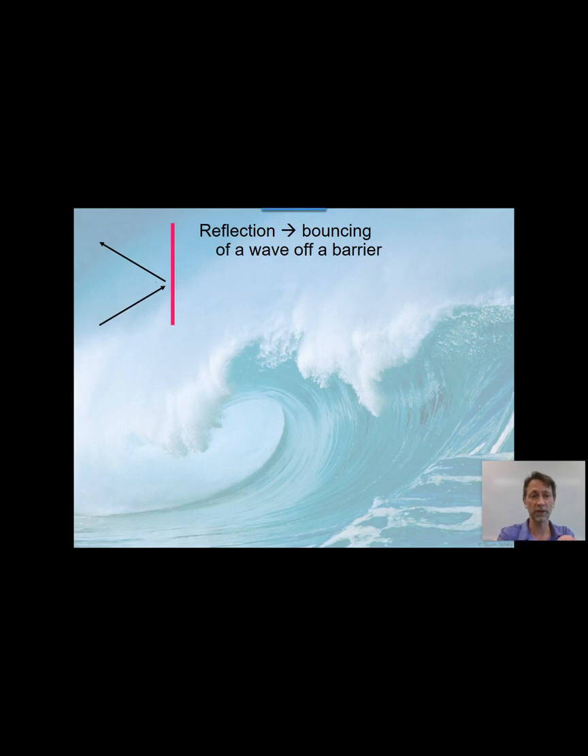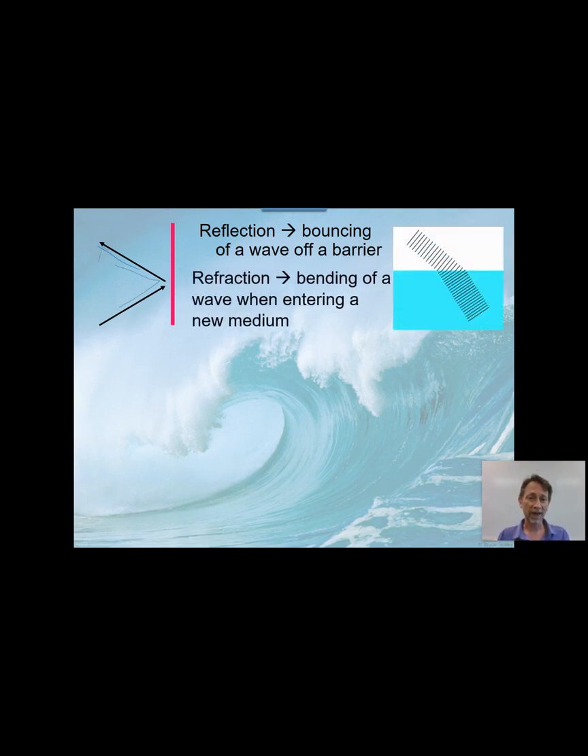So you're seeing the reflection of yourself as it bounces off of the mirror, and that's what you see in the mirror. Now, refraction is the bending of a wave when it enters a new medium. So you'll notice that in our image here, the wave is going this way, but as soon as it gets into the water, notice how it got bent down that way, that it didn't keep following that same path that it should have. That's refraction.